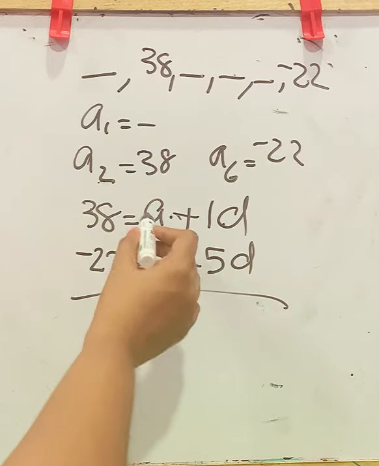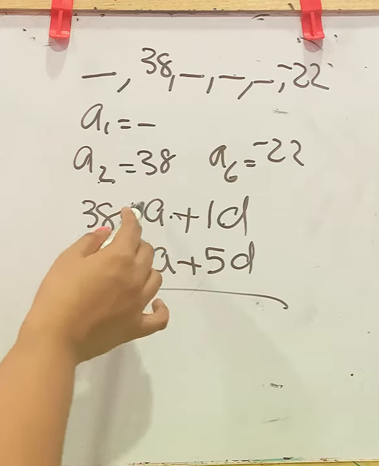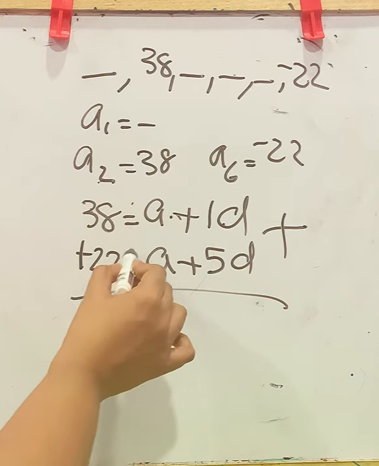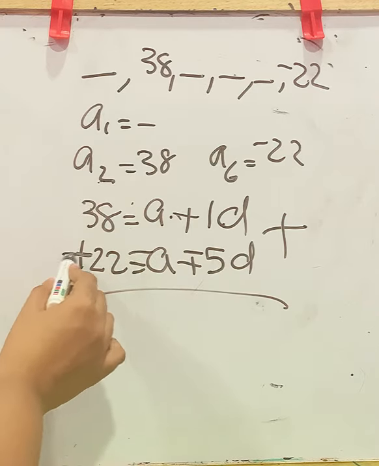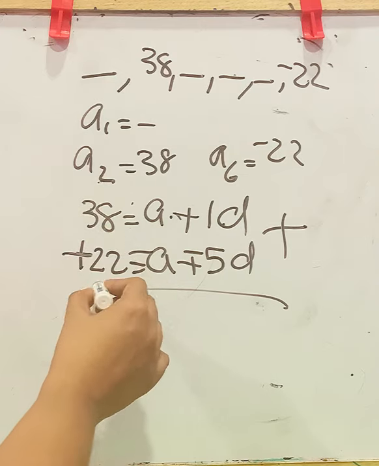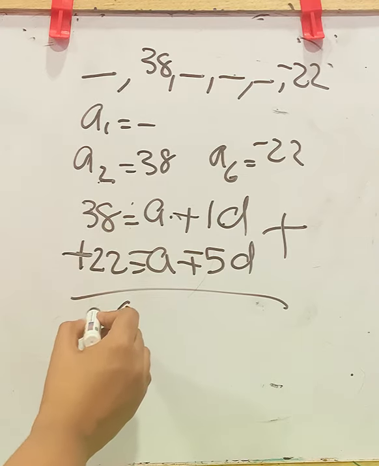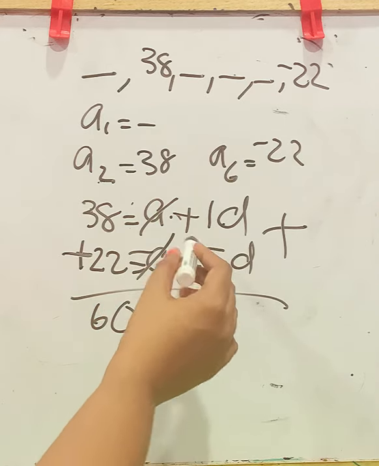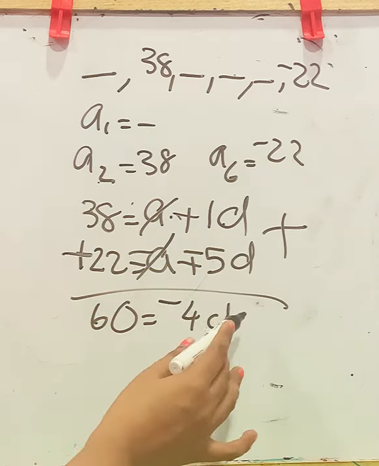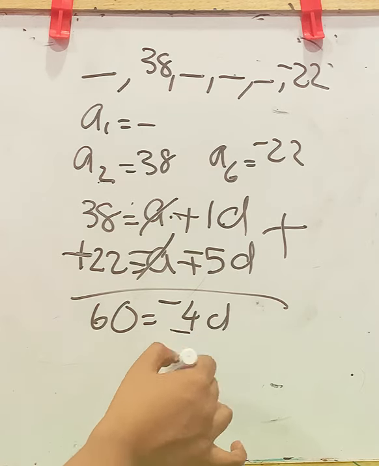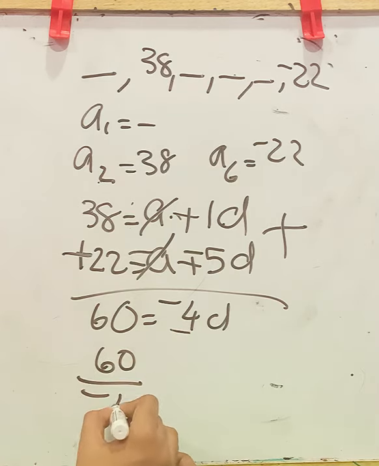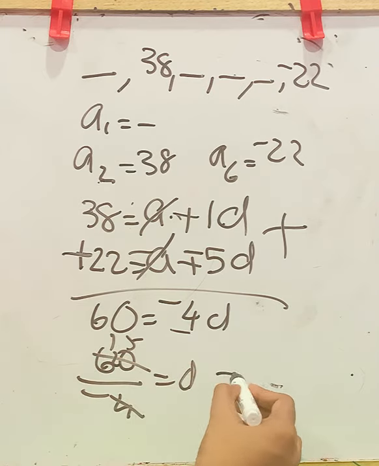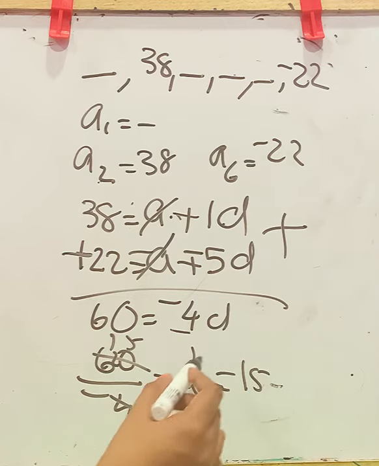Now in these two equations we have the same signs and the same coefficient of A. So we will subtract: make it addition, change the signs. This becomes plus 22. 38 plus 22, 60. A and negative A get cancelled. 1 and minus 5, minus 4D. D is there on the RHS. Take negative 4 to the LHS. It becomes 60 by negative 4, negative 15. The value of D is negative 15.